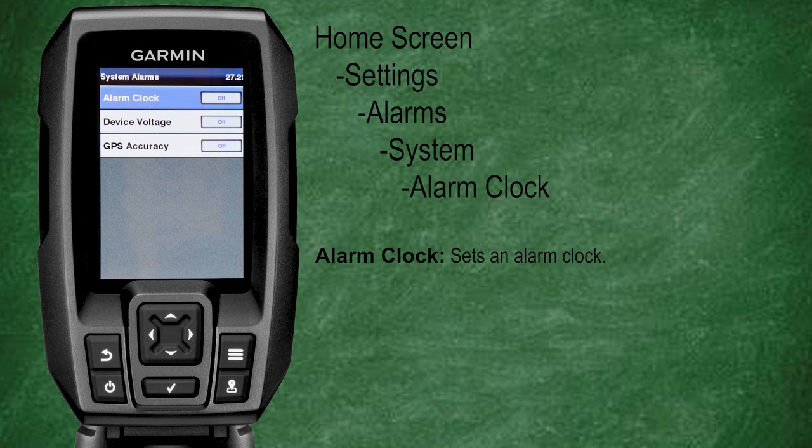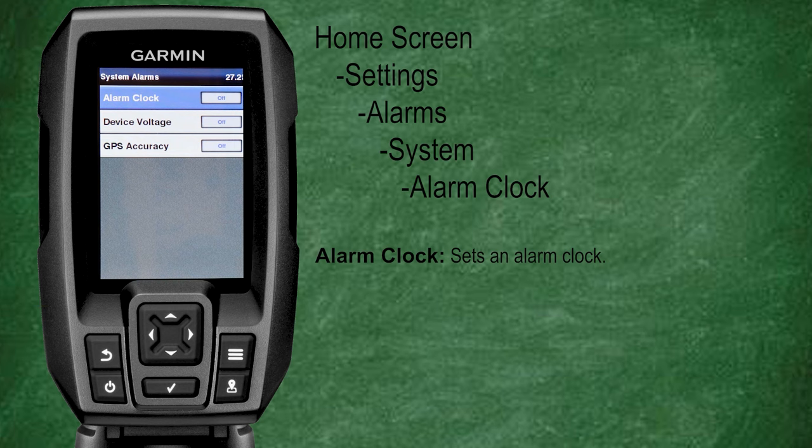From the traditional sonar screen, press the menu key to bring up the menu options for the traditional sonar. Now scroll down and select zoom. Here you'll see you have a few options for zooming in on your sonar screen: no zoom, bottom lock, manual, auto, and split zoom. Let's start by scrolling down and selecting bottom lock.